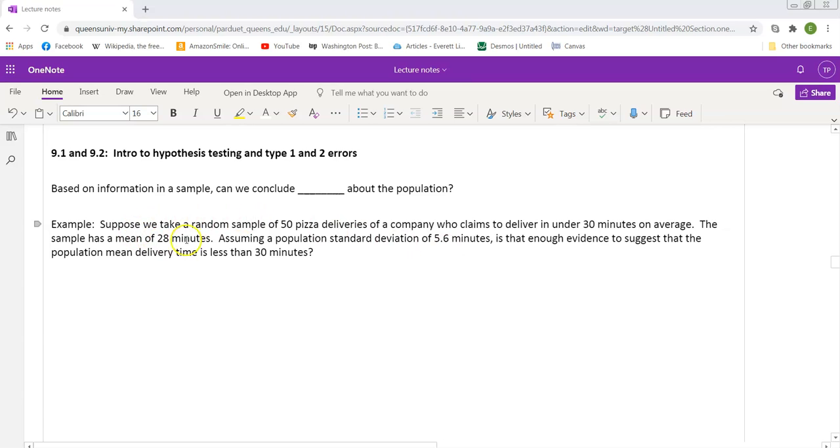All right, so we know it is in the sample. The sample is 28 minutes. But the question is, is that enough to say that in the population, the mean is under 30 minutes?